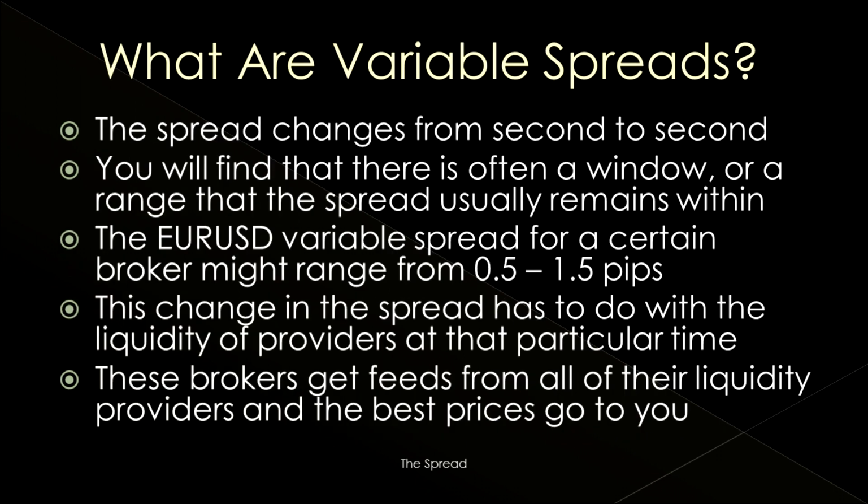With variable spreads, the spread changes from second to second. You will find that there's often a window or a range that the spread usually remains within. The Euro-USD variable spread for a certain broker might range from 0.5 to 1.5 pips. This change in the spread has to do with the liquidity of providers at that particular time. So the spread can change. These brokers get fees from all their liquidity providers, and the best prices go to you.